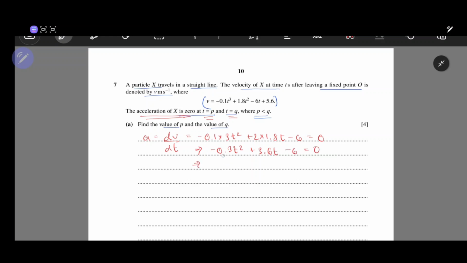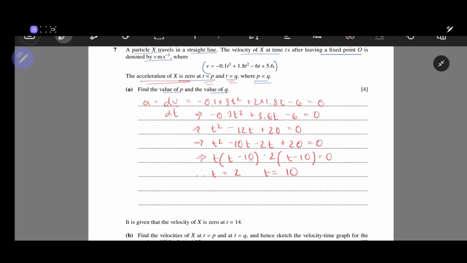Let's divide the whole thing by minus 0.3. So t squared plus 3.6 divided by minus 0.3, that is minus 12t, and then 6 divided by minus 0.3 will be 20. So plus 20 is equal to 0. Now just middle term factorization and solving. For 12, the values we can choose are 10 and 2. So t squared minus 10t minus 2t plus 20 is equal to 0, or t minus 10 and t minus 2 common, so t minus 2 into t minus 10 is equal to 0. Therefore t is equal to 2, t is equal to 10. And since they have already stated that p is less than q, p is equal to 2 and q is equal to 10.